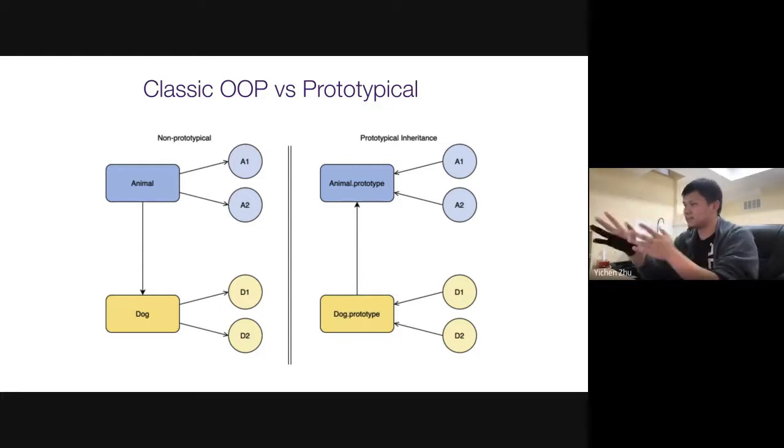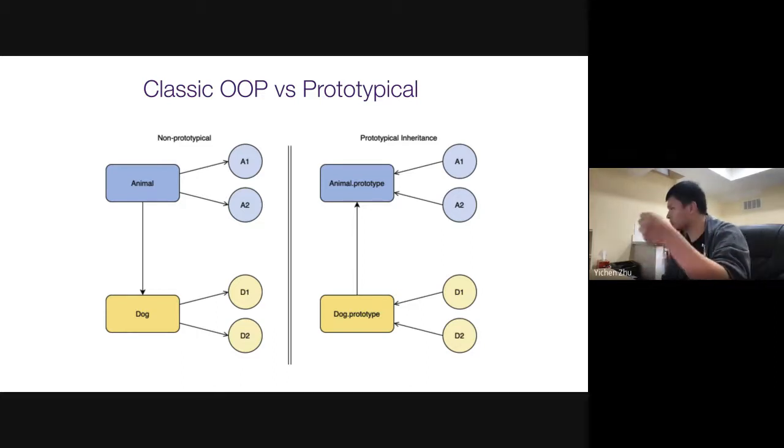But that's completely different from the JavaScript way or the prototypal way of doing things, because what's going on here is when you create an object, right? You notice the arrow's going the other way. So what's going on is a function or a class, right? I'll just say function. A function called dog, it immediately has this dot prototype property that is already built in.